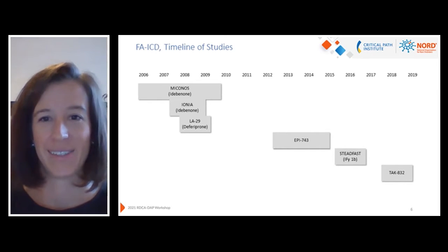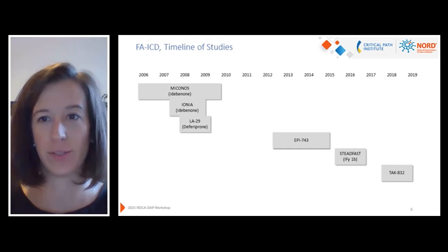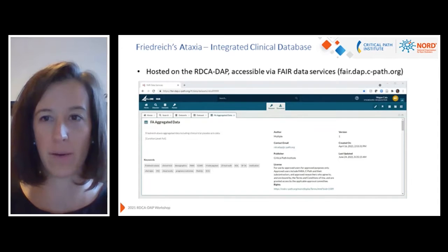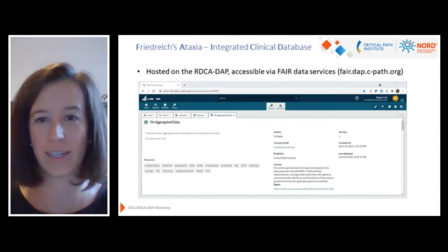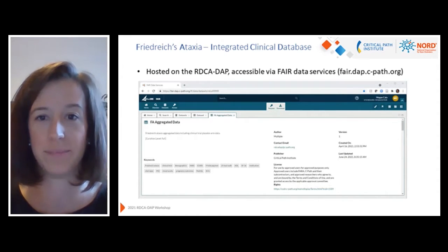Thank you, Christian. So yes, the FAICD is hosted on RDCA-DAP, and it can be accessed by logging into FAIR Data Services. And you can select the FA aggregated data to get some more information about its contents, as shown in this screenshot here. And this will include some relevant descriptions related to the catalog info, keywords, data dictionary, as well as field level metadata. And also from this page, if data access request workflows are enabled, users can request access to this data set, and it will be delivered to your workspace.